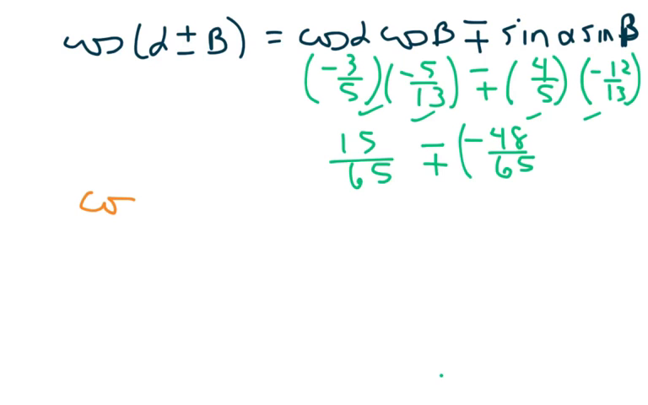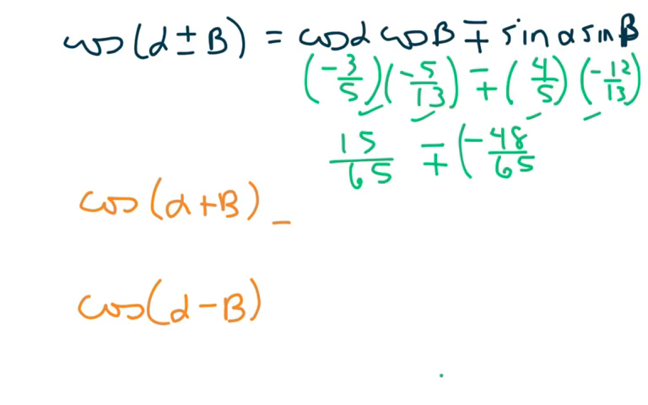We need cosine of alpha plus beta and cosine of alpha minus beta. So cosine of alpha plus beta is going to be 63 over 65, and when you subtract, 48 minus that is 33, so it's going to be negative 33 over 65. Now quickly write those down. So the plus one for cosine is 63 over 65, and the minus is negative 33 over 65.